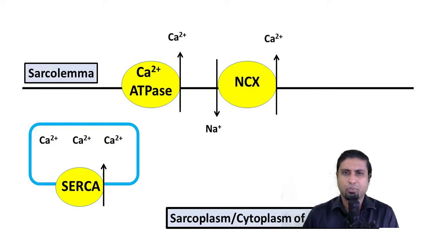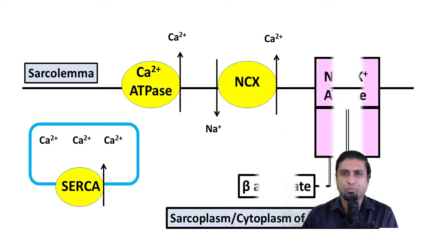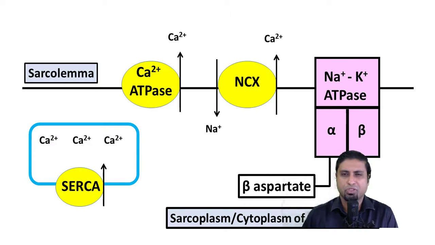Now there is one more important pump seen on the sarcolemma, and that is the sodium potassium ATPase pump. This is a pump which is seen rather ubiquitously in almost all cells of the human body. So the sodium potassium ATPase pump pumps 3 sodium ions out of the cell and 2 potassium ions into the cell.